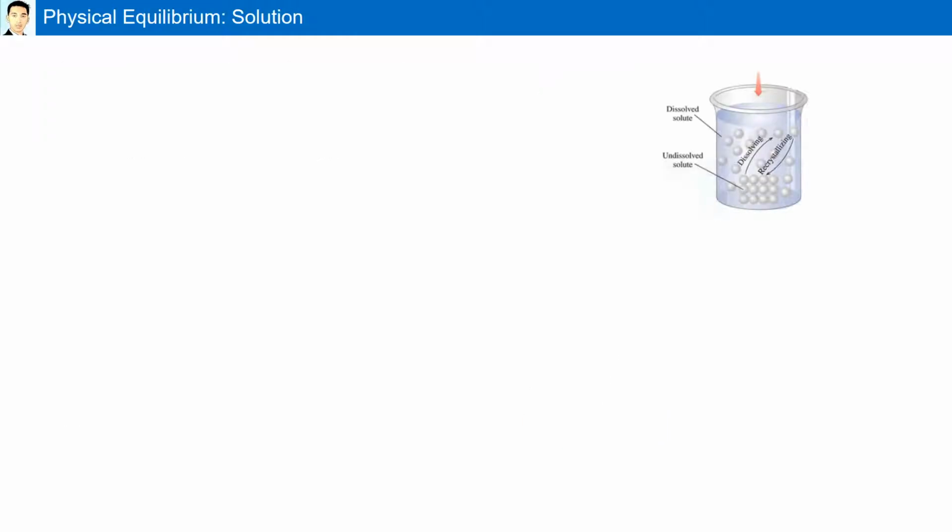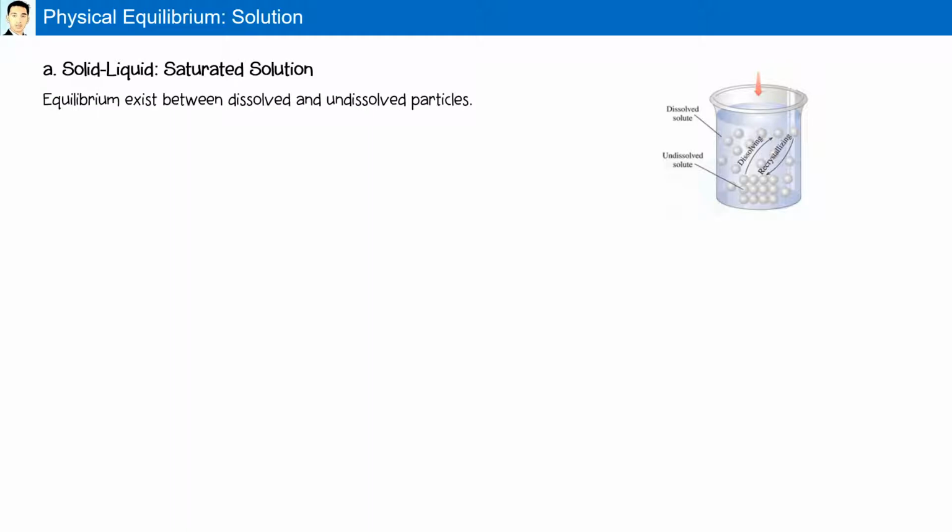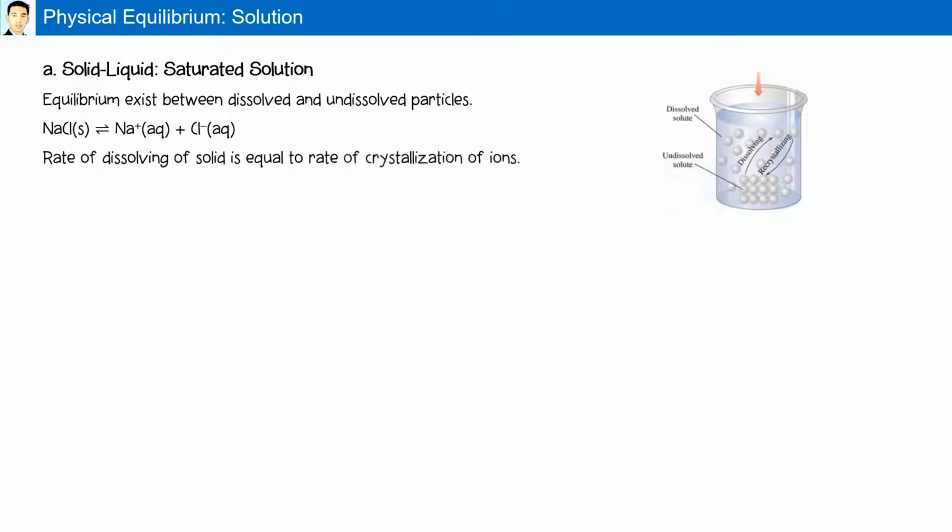Physical equilibrium, solutions. A solid-liquid or a saturated solution is at equilibrium. This equilibrium exists between the dissolved and undissolved particles. It only occurs in a saturated solution. In this example, we have NaCl solid being dissolved into sodium ions and chloride ions, while at the same time sodium and chloride ions are combining to form back NaCl solid. The rate of dissolving of the solid is equal to the rate of crystallization of the ions. The amount of solid and ions remains constant in the solution.